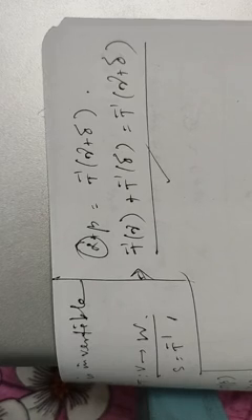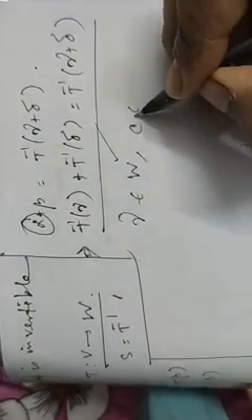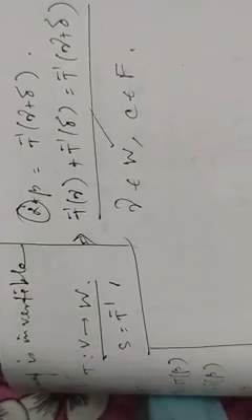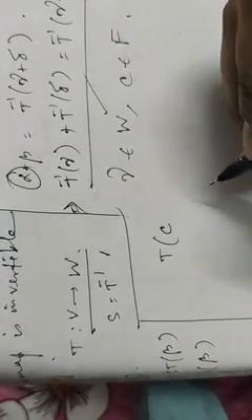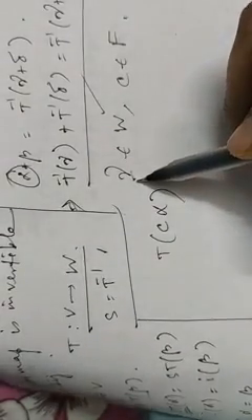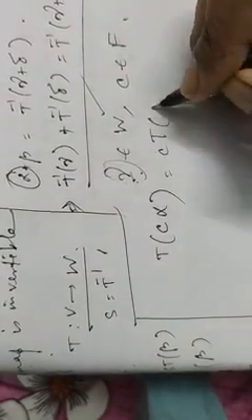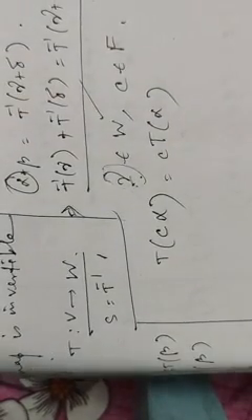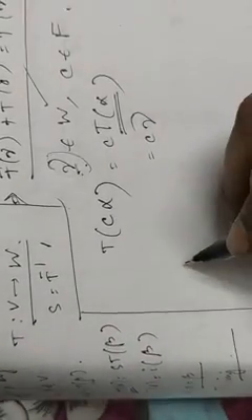Now moving to the next condition, taking one element and one scalar. Let's take some gamma belonging to the domain and some C belonging to the scalar field. Then we start with T of C alpha, where alpha means the image of that gamma under the mapping T inverse. We have already written it. Starting with T of C alpha, we can write it as C T alpha because T is a linear mapping. Now T alpha means gamma, so it is T of C gamma.